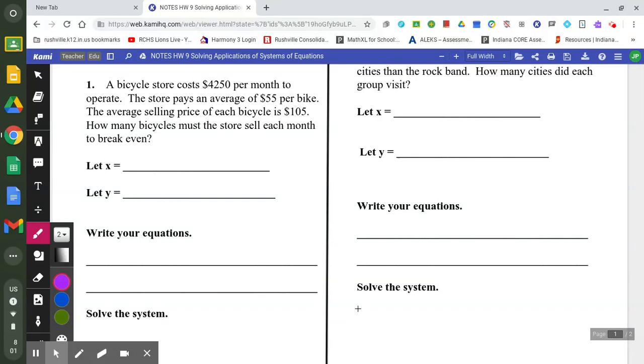This video covers the problems from Homework 9, solving applications of systems of equations. So your first example is going to be very similar.